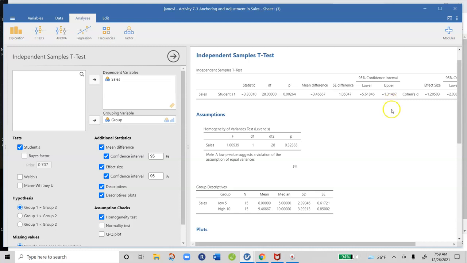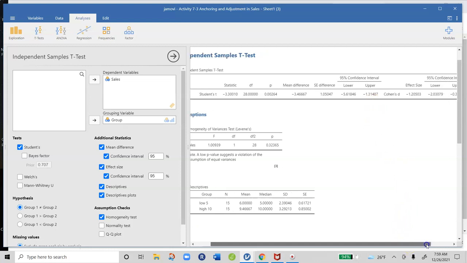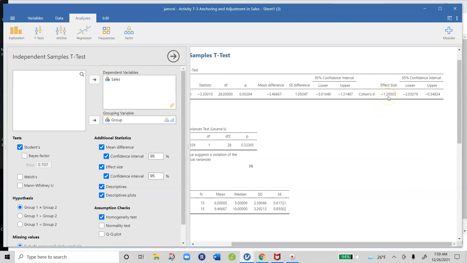Now, if you also want to look at this in standardized units, you look at Cohen's d. So Cohen's d, our effect size, is negative 1.21, which is a big effect. We're ignoring that negative sign. The negative sign is just based on what direction the two means were subtracted. Had we subtracted them in the other order, we would have had a positive effect size. Right? But 1.2 is a large effect size. Our 95% confidence interval shows us we can be 95% sure that the true value for that is somewhere between negative 2.03 and negative 0.35.